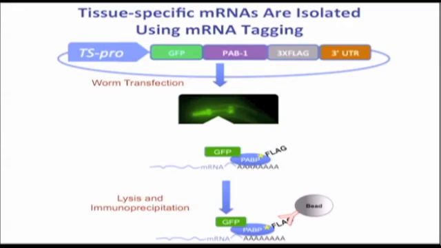The idea is that when you express this construct, let's say in muscle, in the pharynx like in this case here, the RNA present in this specific tissue has polyadenylation binding protein which is FLAG-tagged. So when you take the worm and lyse it, you can do an IP for FLAG and really fish out the RNA present only in this specific tissue, eliminating the RNA that is present in other tissues. Make sense?